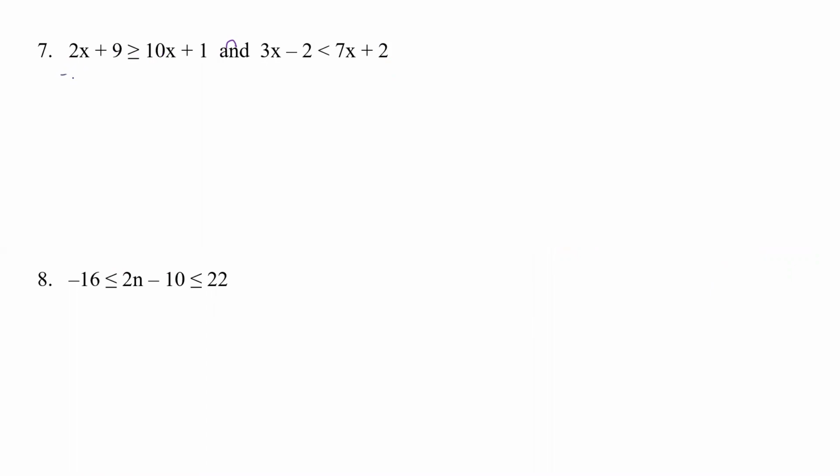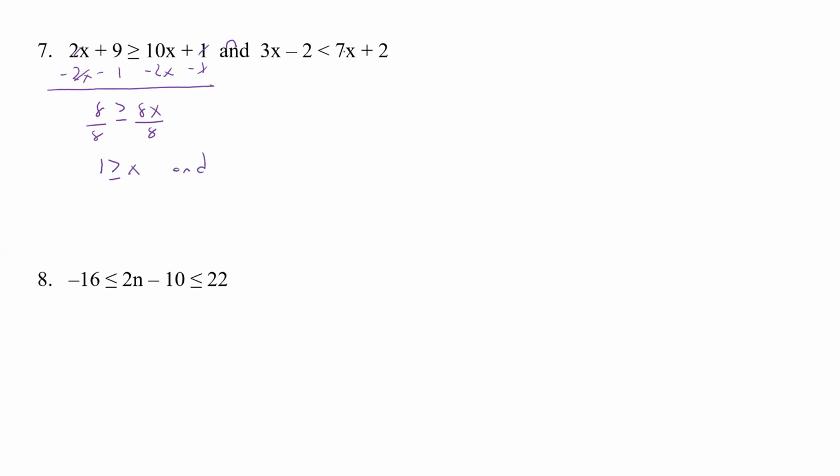So here I'm going to first say, well, let's subtract 2x from both sides. That'll still give me a positive. And that means we have to get rid of the 1 there. So the 1's cancel, the 2x's cancel. 9 minus 1, that's 8, is greater than or equal to 10 minus 2 is 8x. Now we divide by 8. And so 1 is greater than or equal to x. And we still have and.